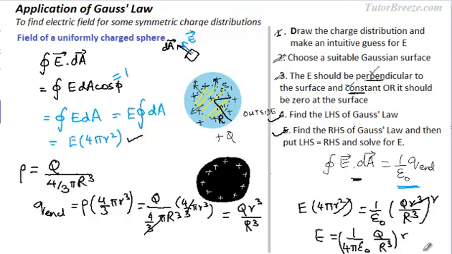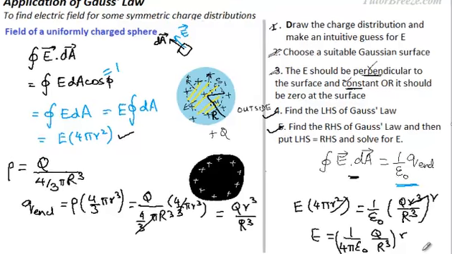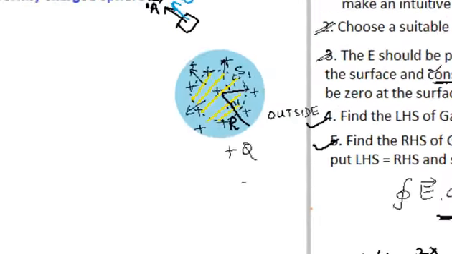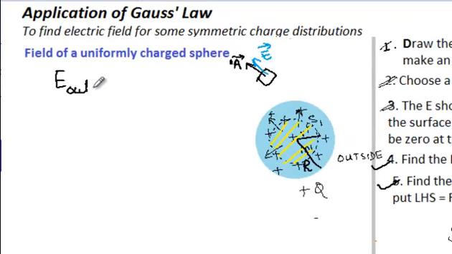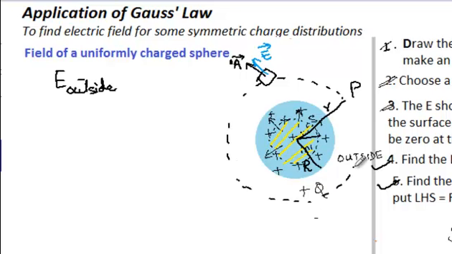Now let us find the field inside. We've already found the field inside. Now let us find the field outside, and then we'll plot the electric field versus the distance r. And now we'll find the field outside. To find the field outside, say we take a point P over here, which is at a distance r from the center of the sphere, and we'll take a spherical Gaussian surface which is concentric with the given sphere.